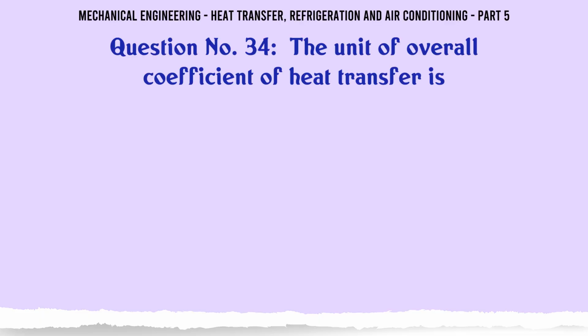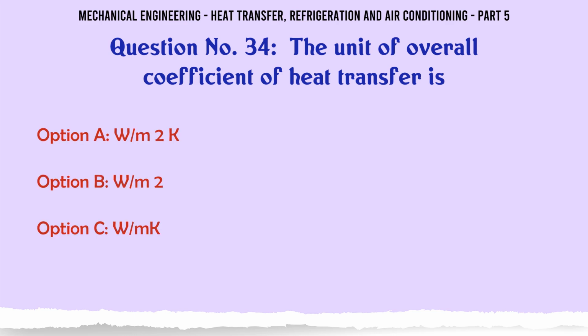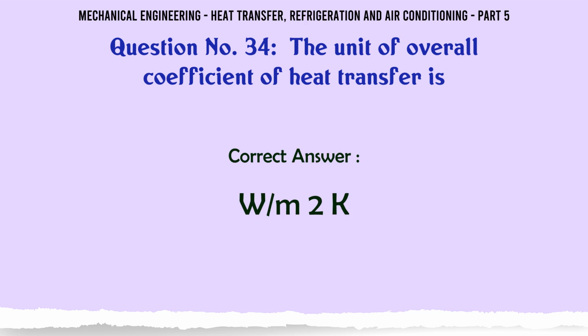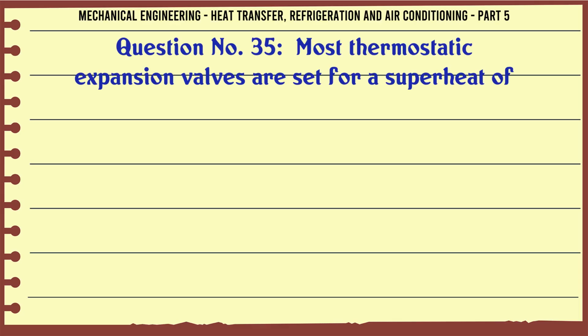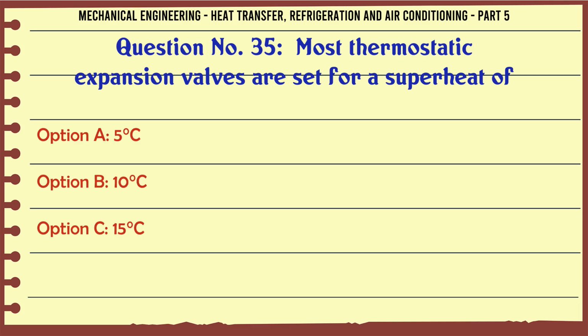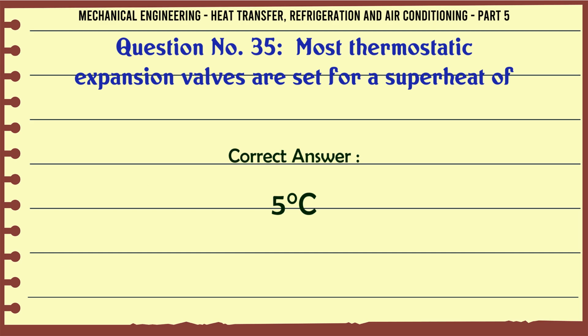The unit of overall coefficient of heat transfer is A. W/m²K, B. W/m², C. W/mK, D. W/m. The correct answer is W/m²K. Most thermostatic expansion valves are set for a superheat of A. 5°C, B. 10°C, C. 15°C, D. 20°C. The correct answer is 5°C.